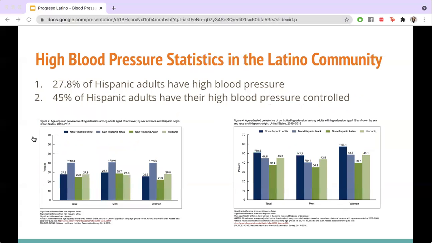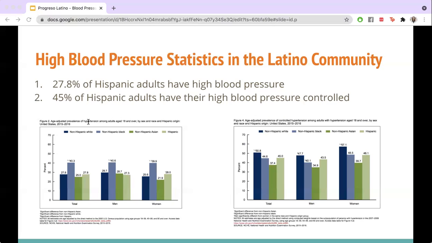So why are we talking about blood pressure today? In particular, high blood pressure is very common among the Latino community. Almost 28% of Hispanic adults have high blood pressure, but only 45% of those have their high blood pressure controlled. And this is really significant because there are many ways to prevent getting high blood pressure in the first place. And there are many things you can do to control high blood pressure, from medications to lifestyle changes. And we'll talk about those later.